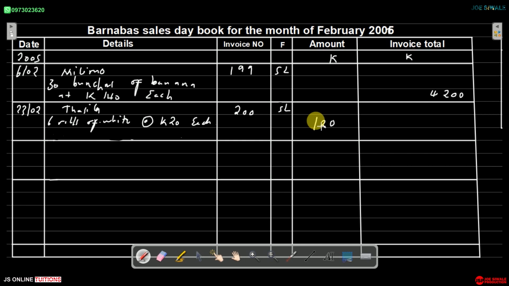We have been told that half of that amount was paid by cash. And we know that in the sales daybook we don't record any cash transaction. That means that we need to subtract 60 kwacha from 120 kwacha. So we're going to say less cash sales of 60 kwacha. So there we're going to say 120 minus 60, and we're going to have 60. Let us look at another transaction.